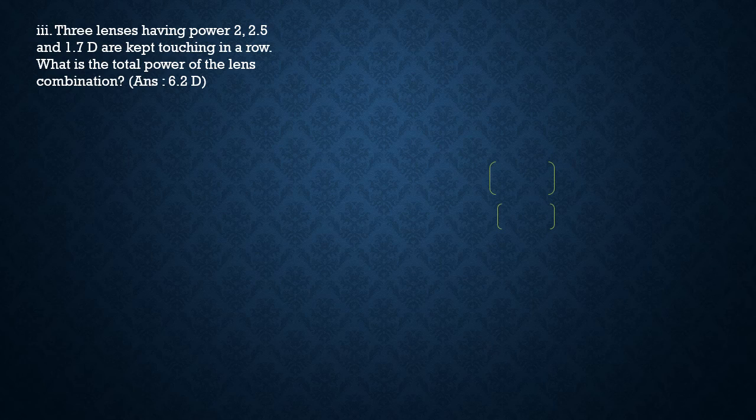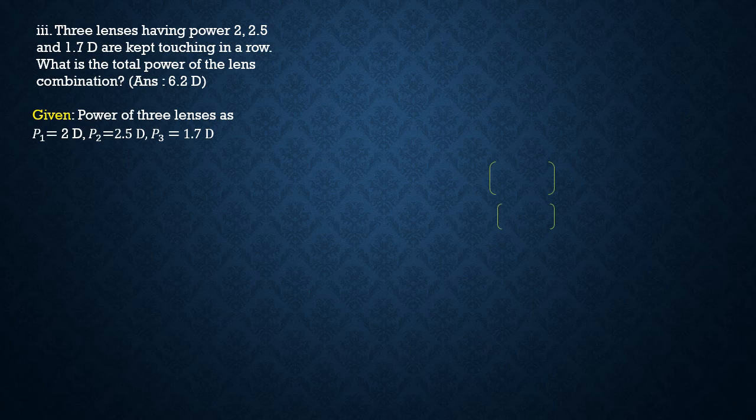So now you are going to make use of three lenses of power 2, 2.5 and 1.7 diopter touching in a row. They are kept touching in a row, means they are arranged in a row, not arranged in a column, correct? As you have studied about resistance in 9th standard, series and parallel. Here they are not kept in parallel, they are kept in a row, means they are kept in series, correct? So the same concept you are going to make use of here also.